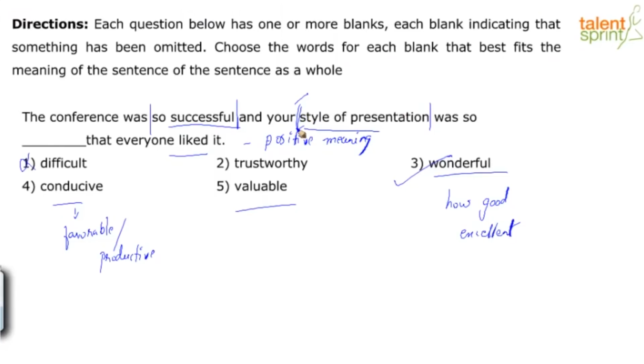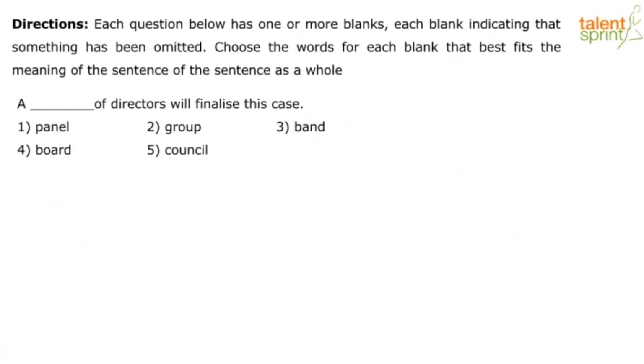When you're referring to the content or what was presented, then it makes sense to choose words like valuable. So the closest word, because we are talking about just the style and not the content, is wonderful. The context is not giving us added information for us to pick conducive or valuable, right? They are not the most effective words. So the closest in meaning to complete the context meaningfully is wonderful. We're referring just to the style. We moved on to the next one.